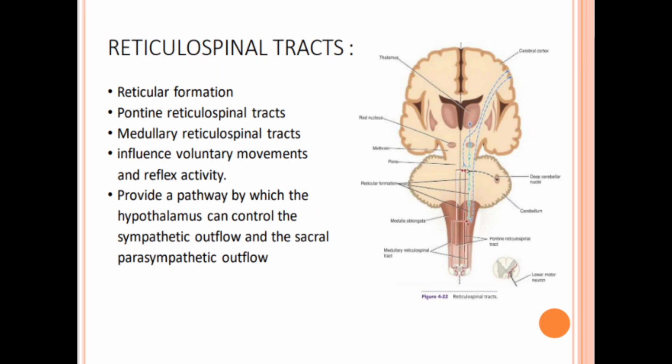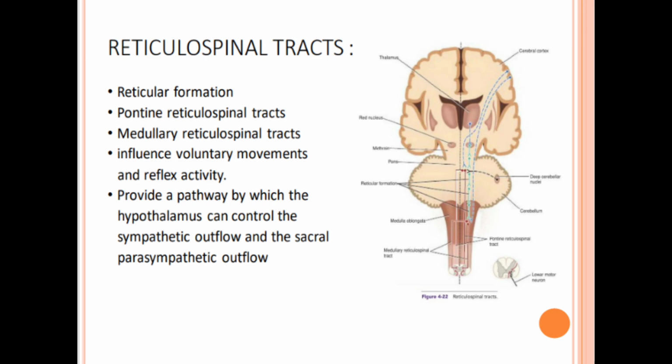Now our first pathway in the extrapyramidal tract is the reticulospinal tract. So now let's try to figure out what is the root of this tract on the basis of its name. Reticulo means that it arises from the reticular formation, while spinal means that it terminates in the spinal cord. So first of all we should know what is the reticular formation. It is basically a group of scattered nerve cells and nerve tracts that exist throughout our brainstem.